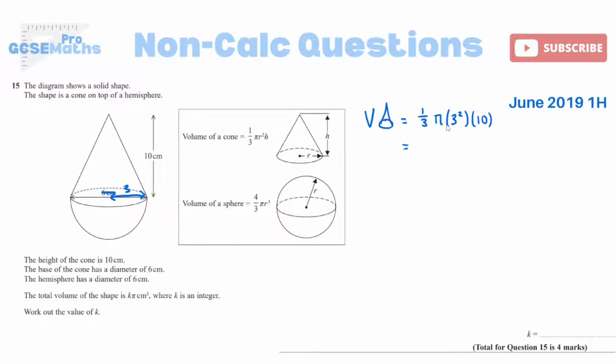Now I'm just going to multiply all of that and leave the pi at the end. So we've got 3 squared, which is 9, times 10, which is 90, and then 1/3 of that. So that's just divide by 3, isn't it? Do you see how that'd be 30 pi centimeters cubed?